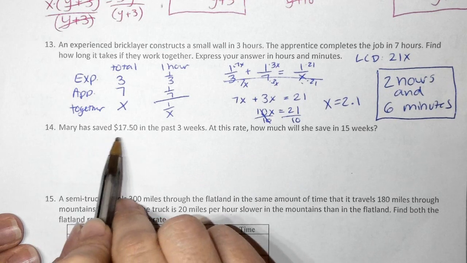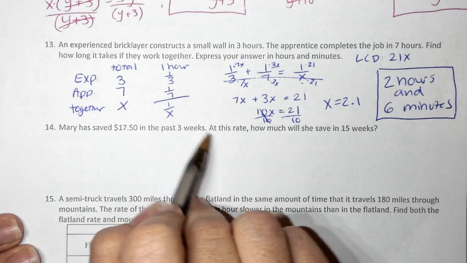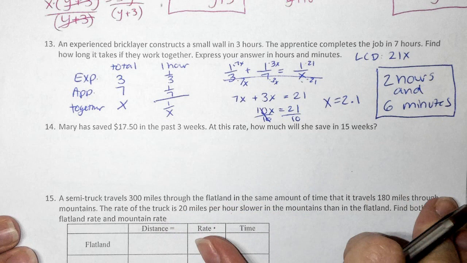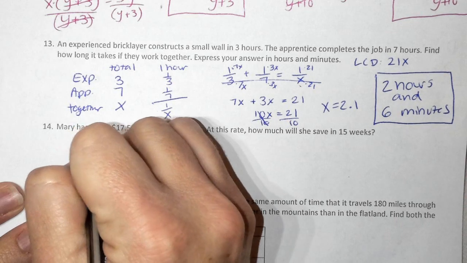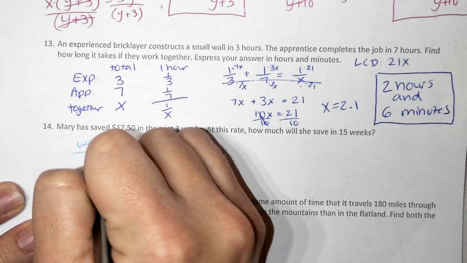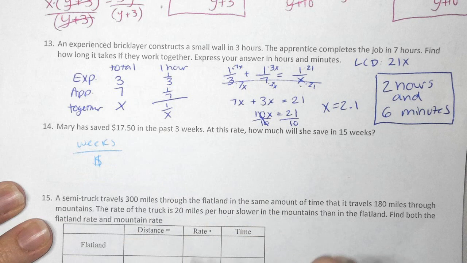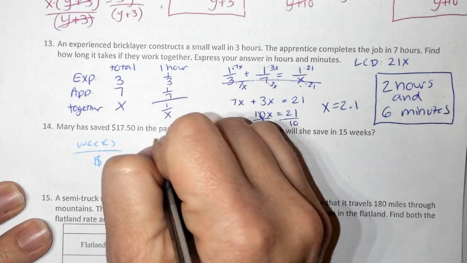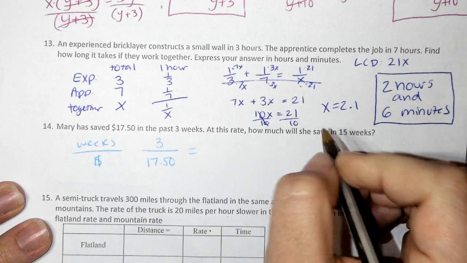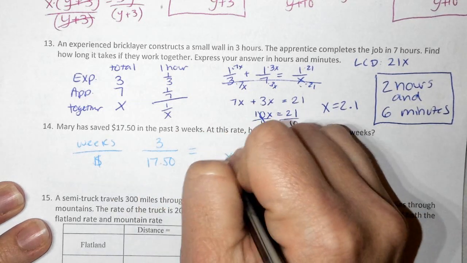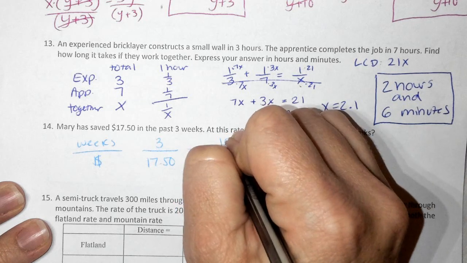Okay, Mary has saved $17.50 in the past 3 weeks. At this rate, how much will she save in 15 weeks? So, we know that we're going to set this up as fractions. This is a proportions problem. So weeks, I'm going to put weeks over money. Now you could have put money over weeks, which is fine, but I just thought about it this way. So 3 weeks over $17.50 for money equals how much will she save? So how much money, we don't know, in 15 weeks.